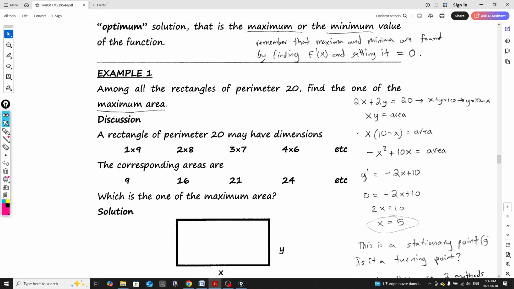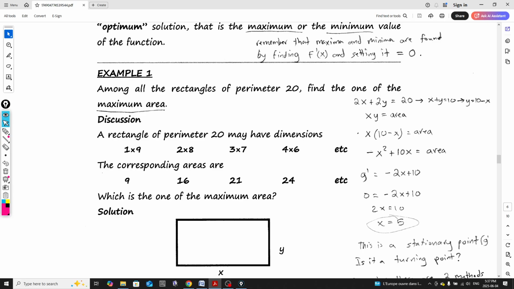So here, example 1: among all the rectangles of perimeter 20, find the one of the maximum area. As soon as you see that word, maximum or minimum or something like that, that's 100% going to be an optimization question. So that's a keyword that you can be looking out for.